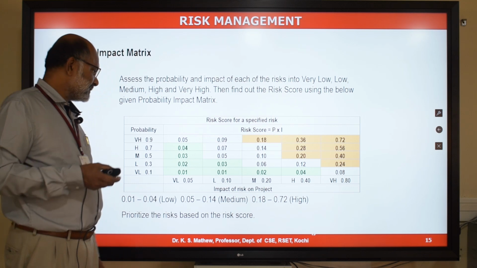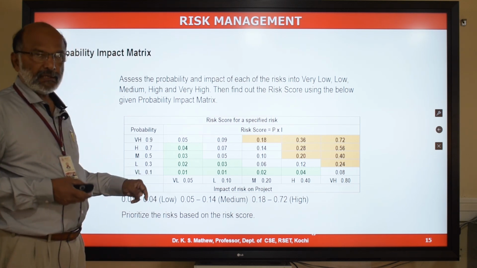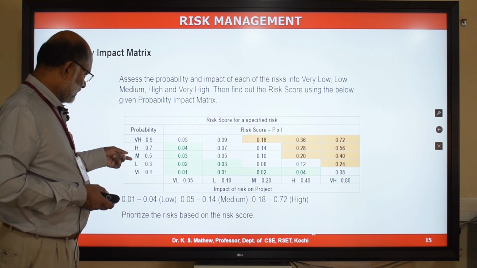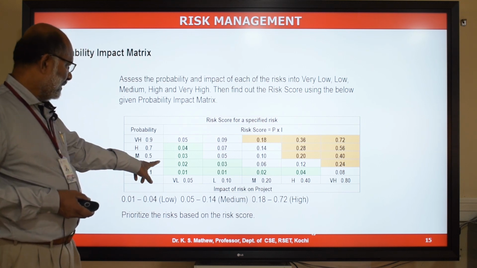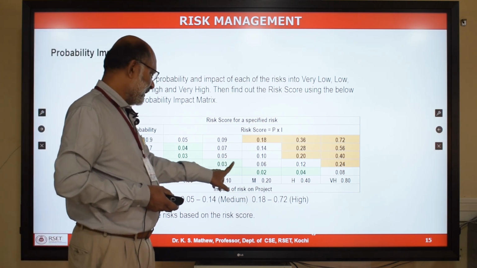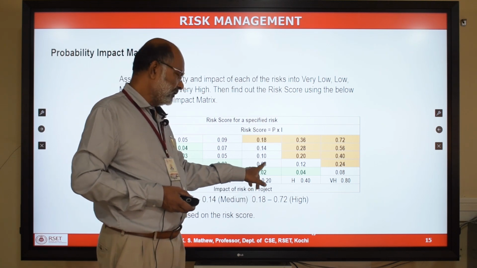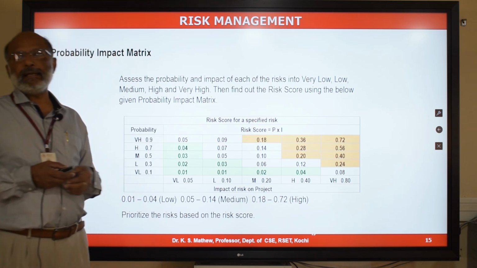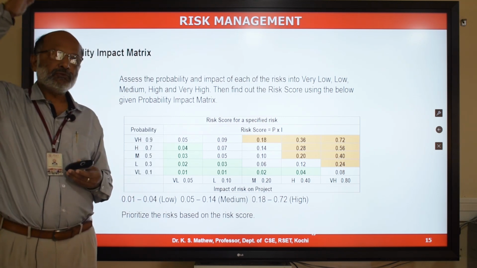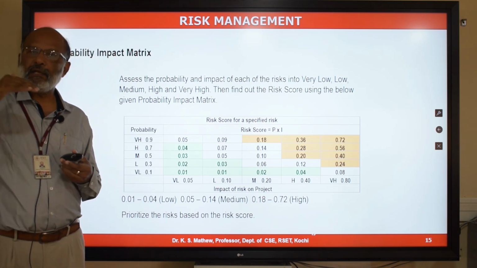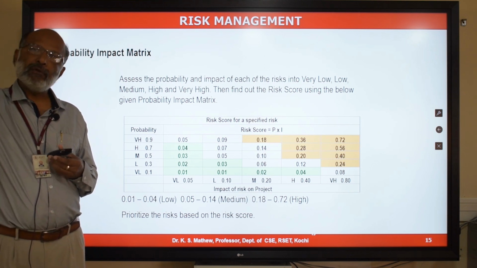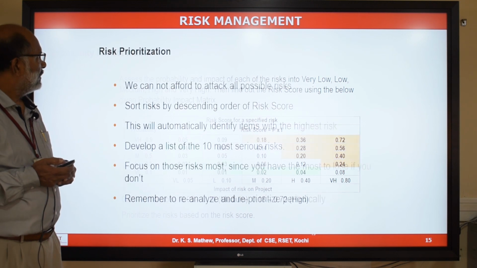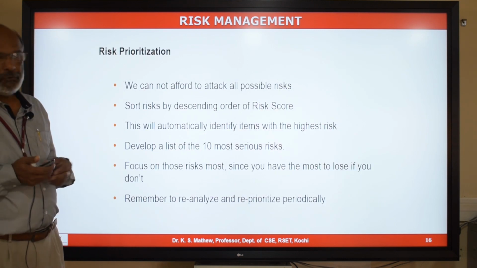Similarly, take the next risk, assess the probability and impact in the qualitative scale of very low to very high, and suppose the probability is assessed as low and the impact is assessed as medium, you have this number 0.06 as the risk score. So use this table to identify the risk score, and then you sort the list of risk in the descending order of risk score, which will help you to identify the top priority risk. So that's how you prioritize.